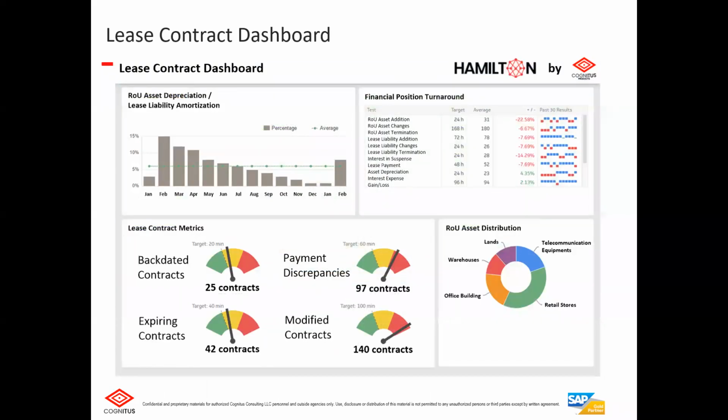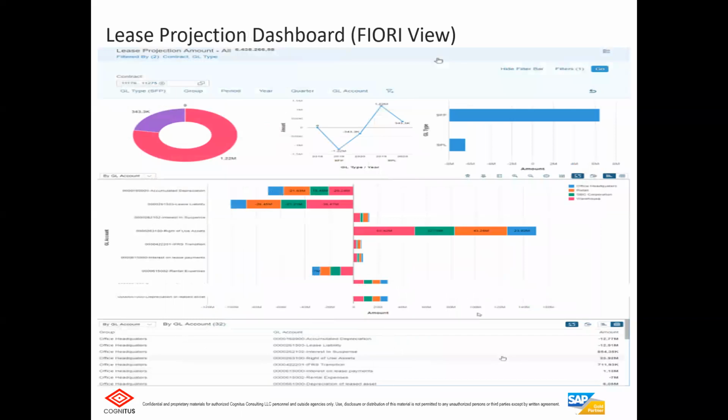We have the analytics also here. You can see ROU asset depreciation, lease liability amortization, and lease contract metrics. In this, you can see backdated contracts, expiring contracts, payment discrepancies, and modified contracts. All these things are built in Hamilton Engine. That's the reason I call this a complete package: lease processing, reports, and analytics. This is another view of a projection, the lease projection dashboard, FIORI view.